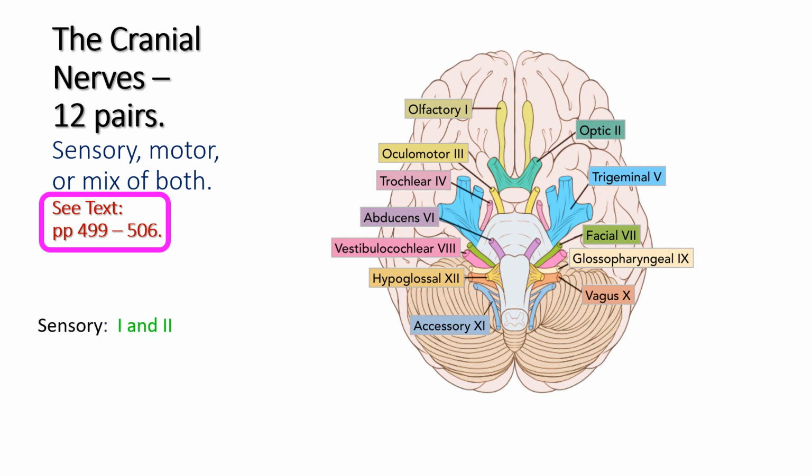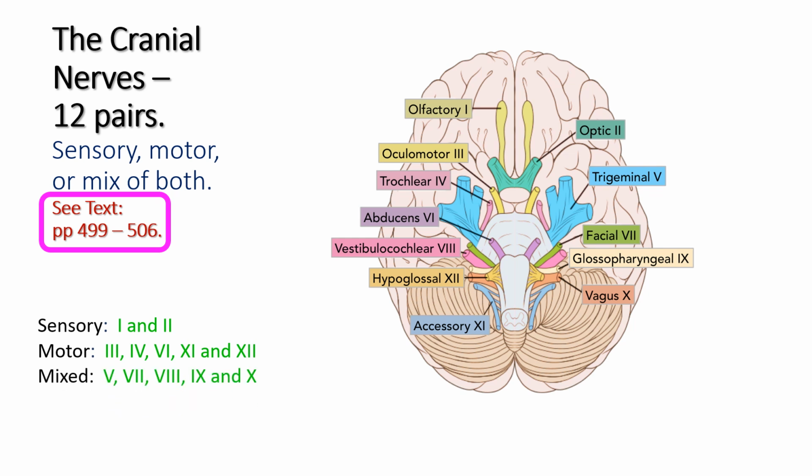So the purely sensory ones, this one's pretty easy. The olfactory and the optic, 1 and 2, are purely sensory. They do not have any motor function whatsoever. Then we have purely motor functions, which is 3, 4, 6, 11, and 12. All right, 3 and 4, 6, 11, and 12.